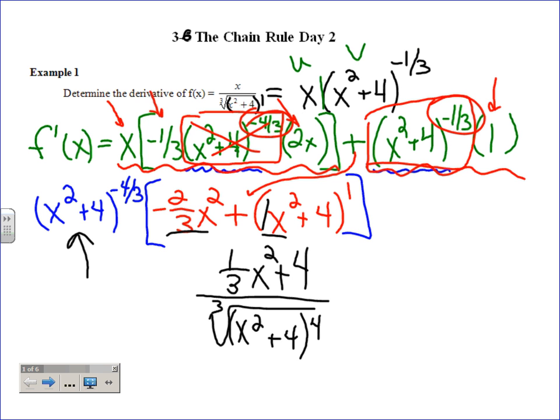Well, that's the tricky part about this one. The question was, doesn't the 3 of the 1/3 go on the bottom? It could, but there's no 3 on this term on the bottom. It's not multiplied by that. So what would happen is this would be the book's answer.